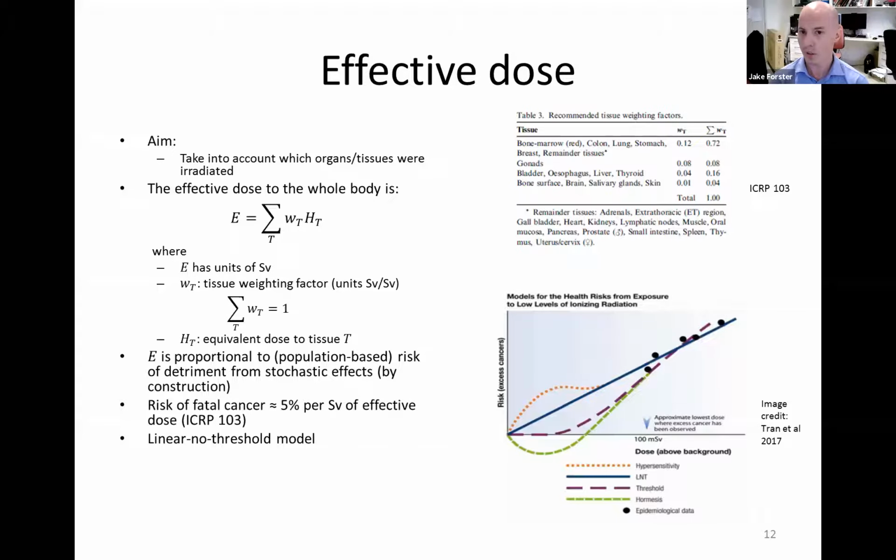But importantly, the effective dose to the whole body, by design, I should mention the tissue weighting factors, they're larger for tissues that are either more radiosensitive, so perhaps cancer is more likely to be induced in that tissue from an exposure or from a given equivalent dose. But they're also higher if the prognosis with a cancer from that tissue is worse, or if the quality of life living with a cancer from that tissue is worse. So by construction, the effective dose is actually proportional to a population-based risk of detriment from stochastic effects.